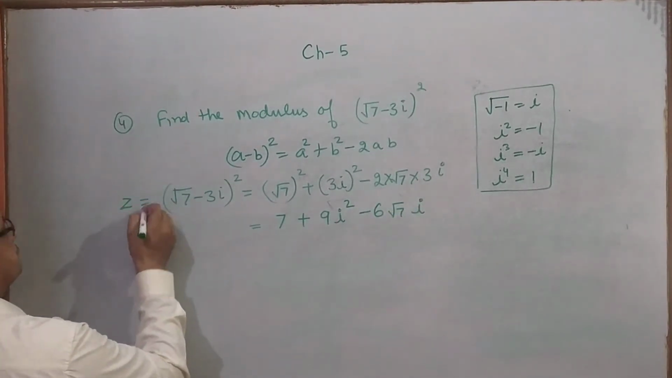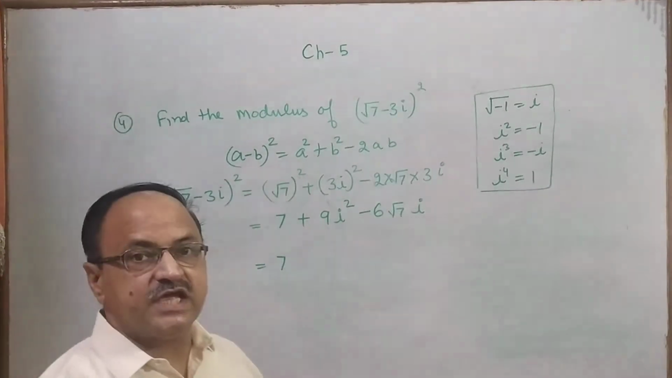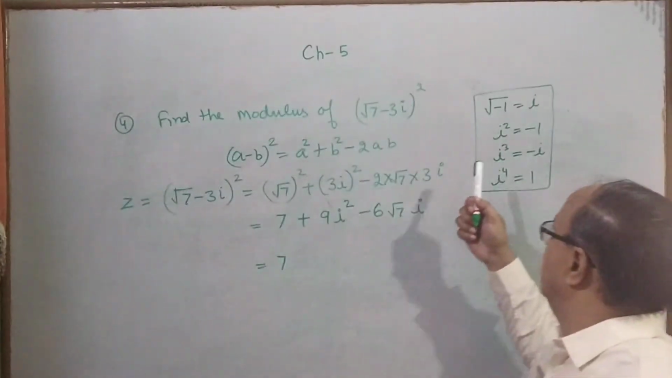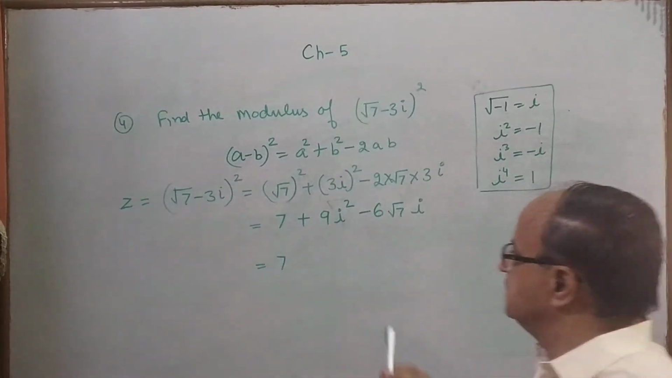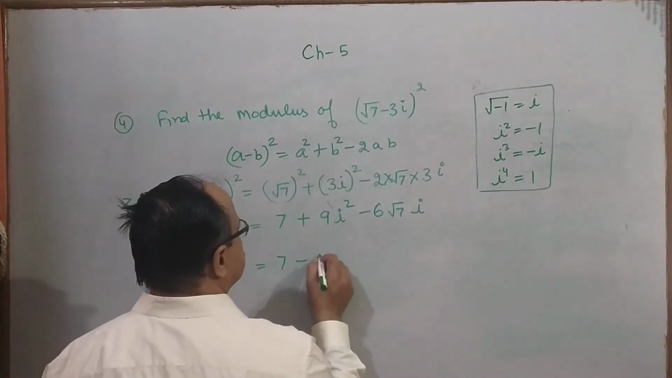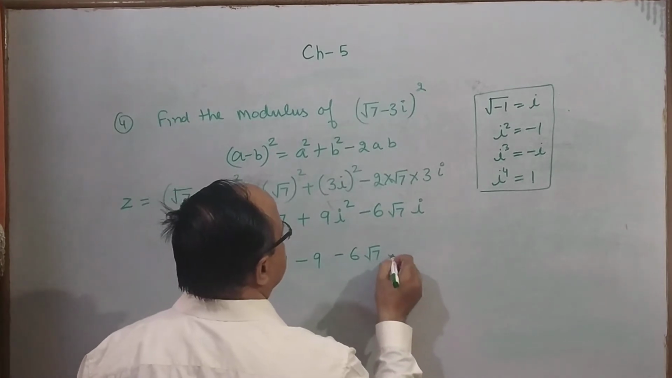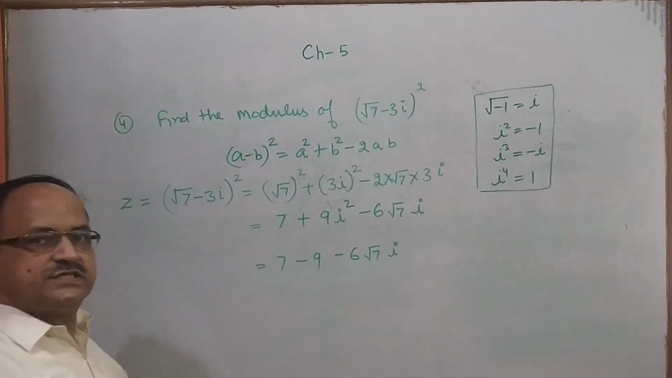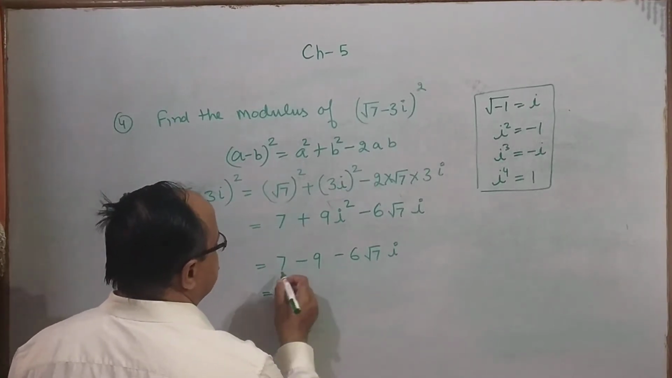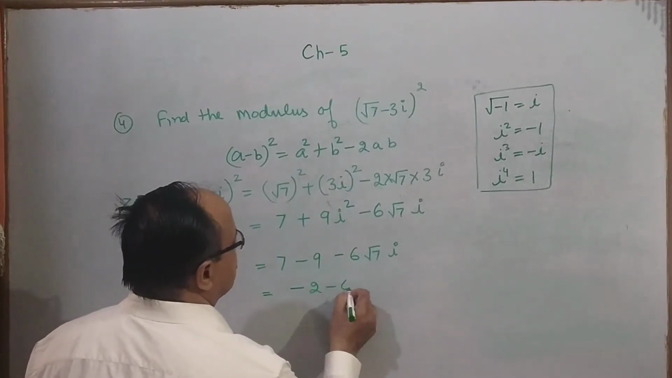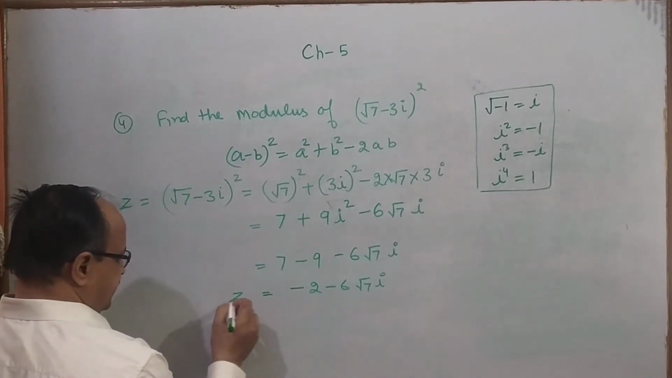Right? Now you can say, what is the value of iota square? Minus 1. Put here iota square as minus 1. Then it becomes minus 9, minus 6 root 7 iota. When you simplify 7 minus 9, minus 2 minus 6 root 7 iota. This is equal to z.